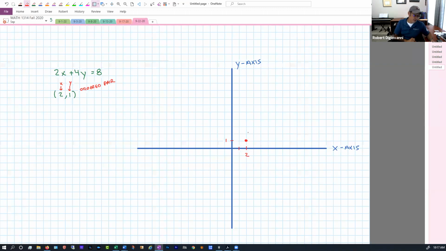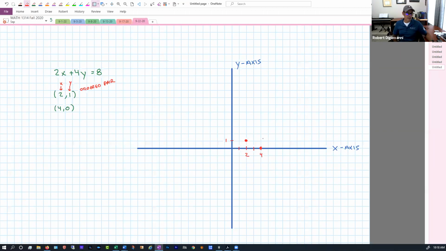Now, I had another one, didn't I? What was my other one? 4, 0. The X was 4 and the Y was 0. So let me go put that on this coordinate system. X has to be 4. 1, 2, 3, 4. Here's 4. And Y being 0 means I don't move anywhere up and down. I just stay on the X axis and I draw another dot.